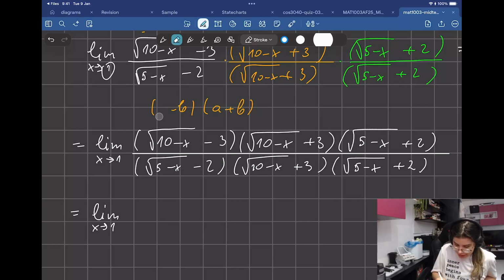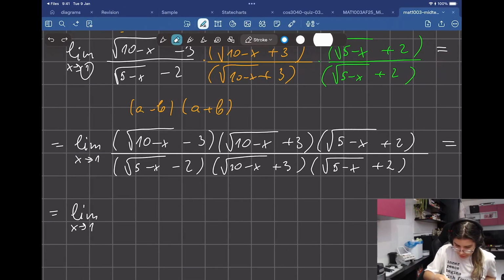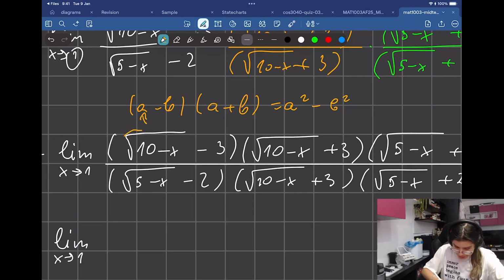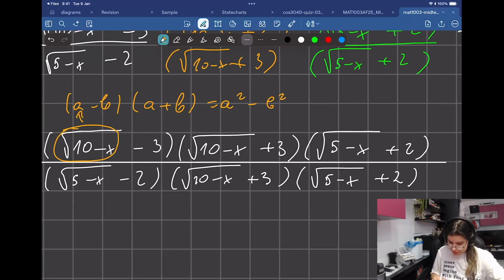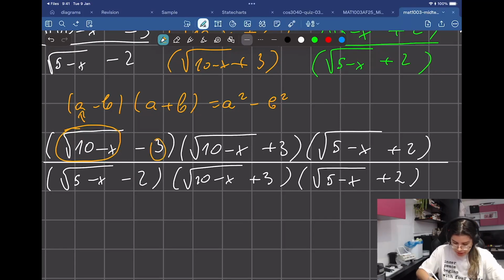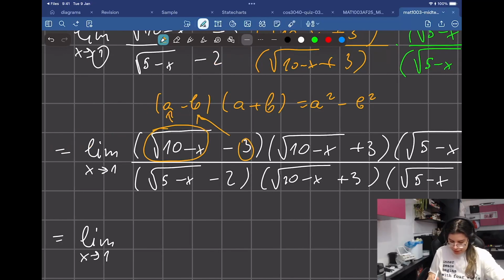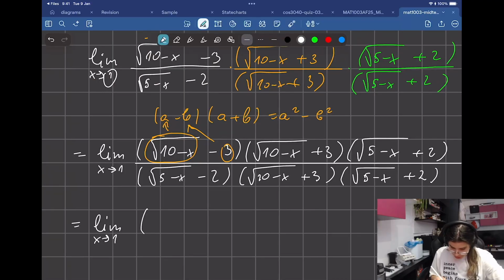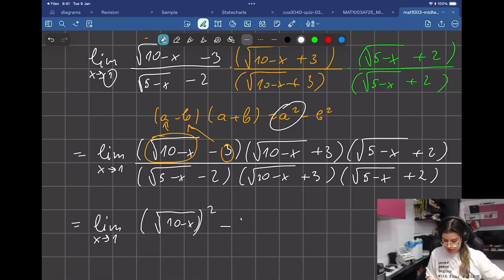So in this case, okay, let me just write the full formula. The full formula is, this is going to equal a squared minus b squared. In this case, our a is that portion, right? The square root of 10 minus x, and 3 is going to be our b, all right? Therefore, if I were to simplify this whole thing, I would have square root of 10 minus x, that's my a, and then I need to square it, right? Minus my b, which is 3 squared. Okay, that's my first expression. And then I still need to, so that's the whole thing.